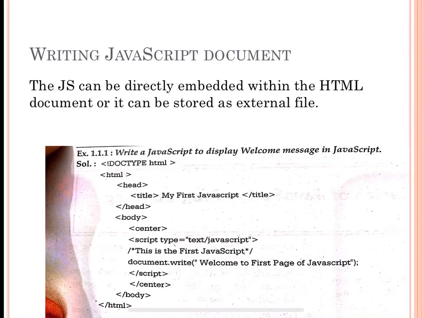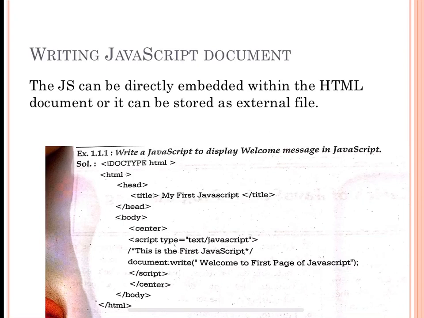Then close the title tag, then close the head tag, then open the body tag, and inside the body tag you are going to open the script tag. There's one attribute of the script tag, that is the type attribute. Its value is text/JavaScript. It's not compulsory to write the attribute. You can simply write the script tag. Then one comment is given, that is, this is the first JavaScript document.